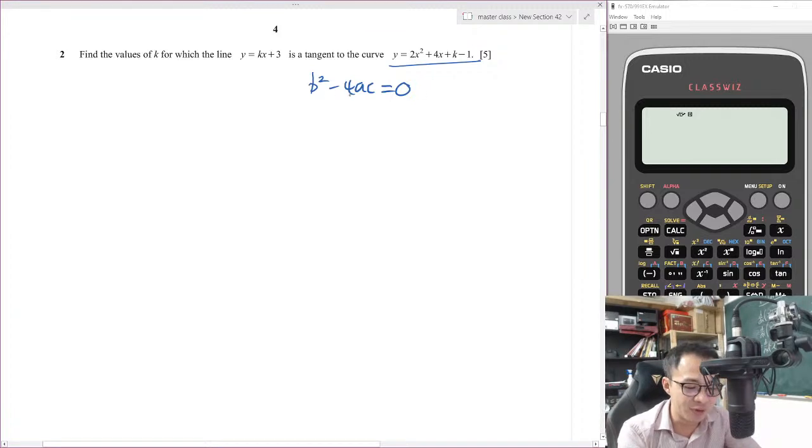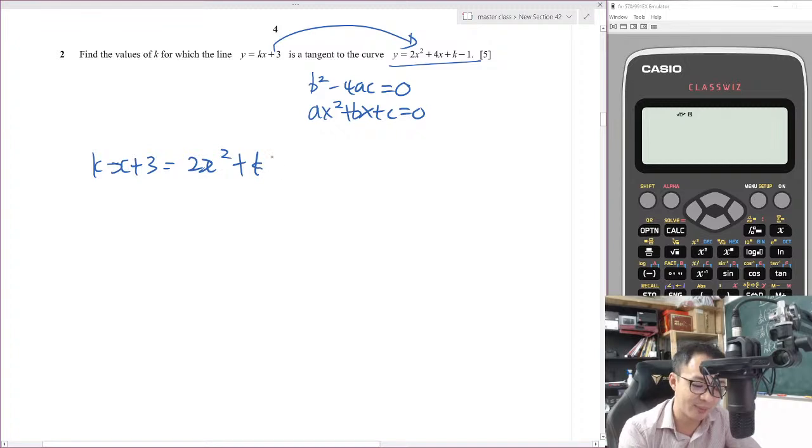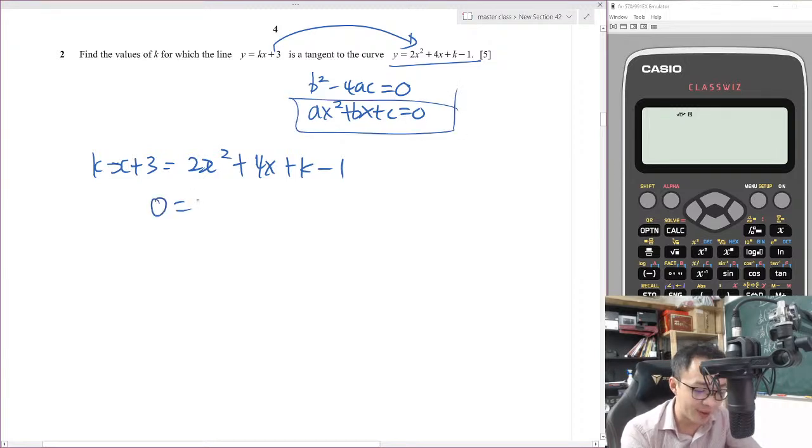But before we use this, we need to have the general form, which is ax squared plus bx plus c equal to 0. This is the reason why we need to substitute y into the curve here. So therefore, kx plus 3 equals 2x squared plus 4x plus k minus 1. I need to rearrange them into the general form. So I'll make it 0.